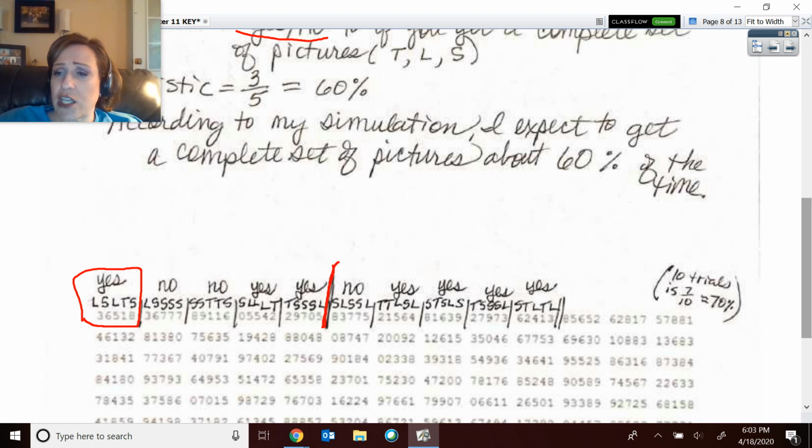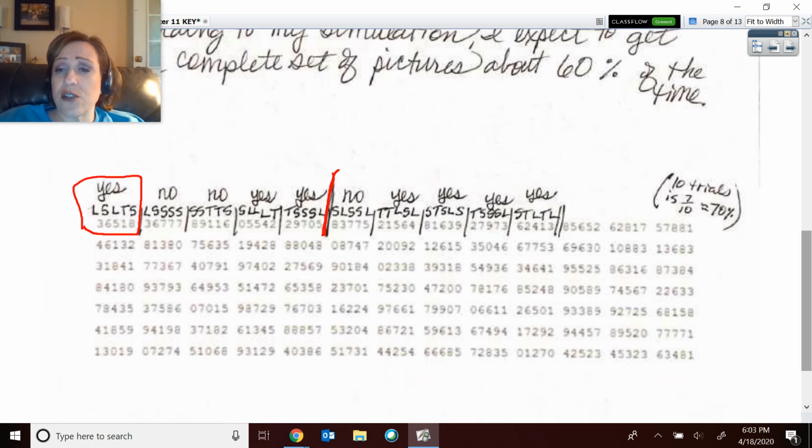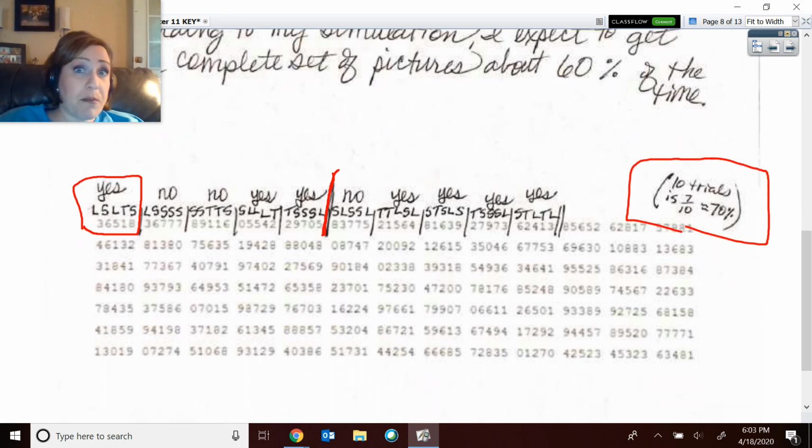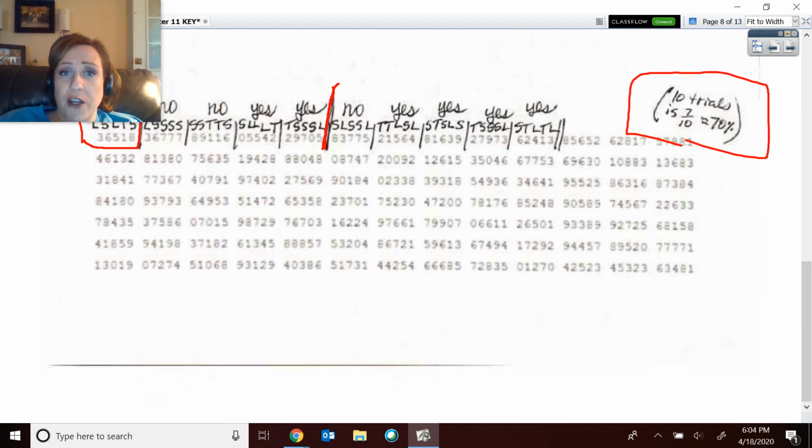Now, I think you had also been asked to do 10 trials, and just FYI, when I did 10 trials, I got 70%. Okay, because I expect the law of large numbers. As we do more and more trials, then we're going to get closer to that true probability.